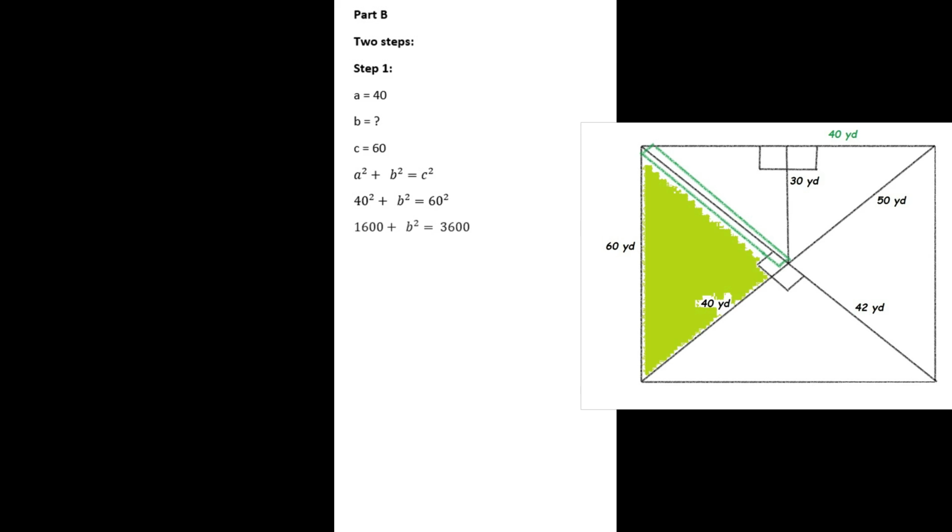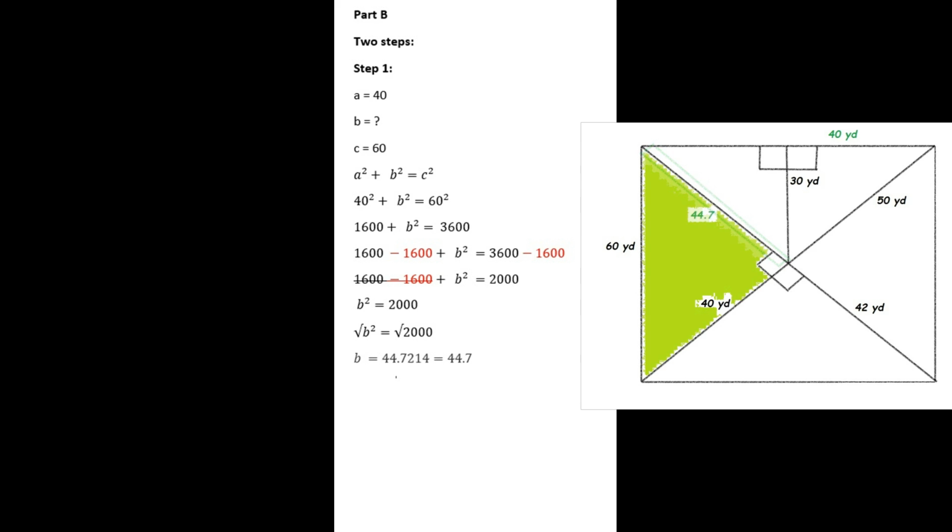All right, so we start off with our Pythagorean theorem. A squared plus b squared equals c squared. 40 squared plus b squared equals 60 squared. 1600 plus b squared equals 3600. All right, we subtract 1600 from both sides. Of course, the 1600s cancel out. And we have b squared equal to 2000, and then you just take the square root.